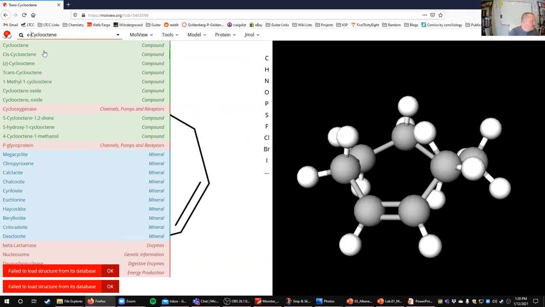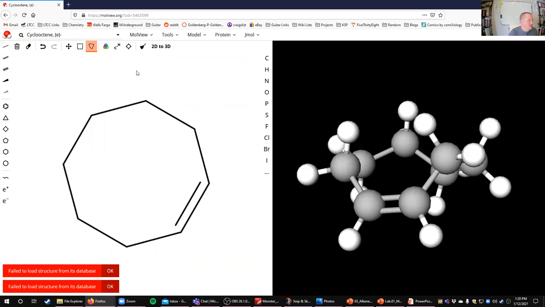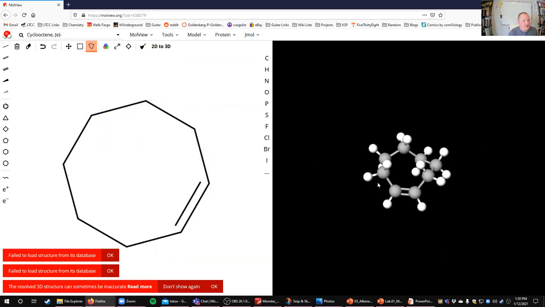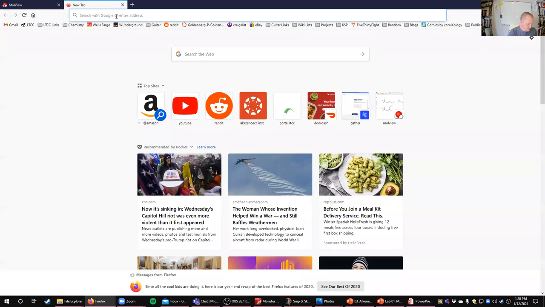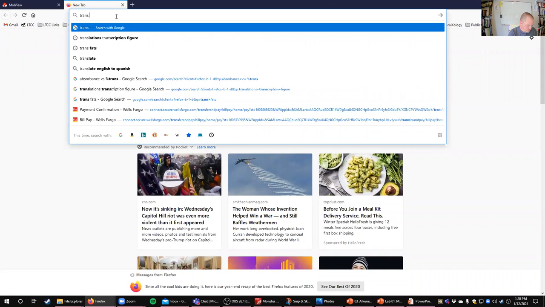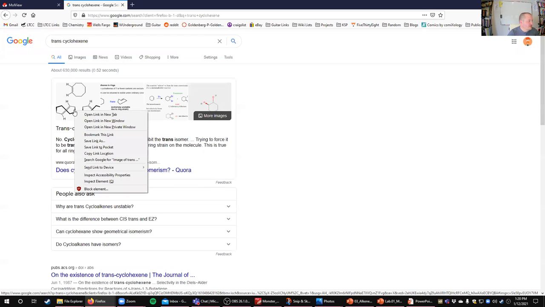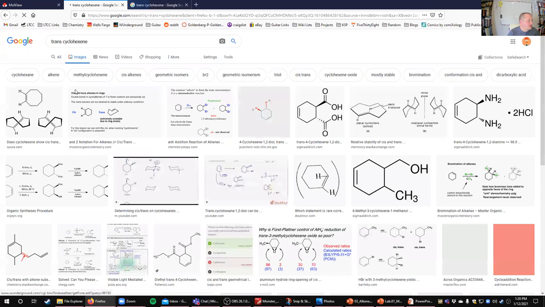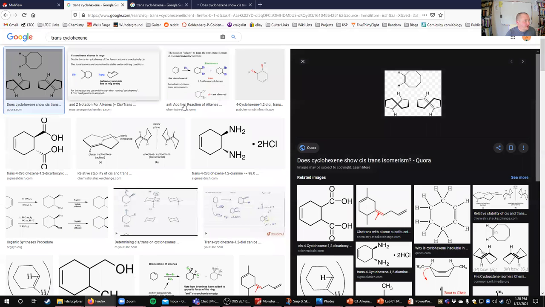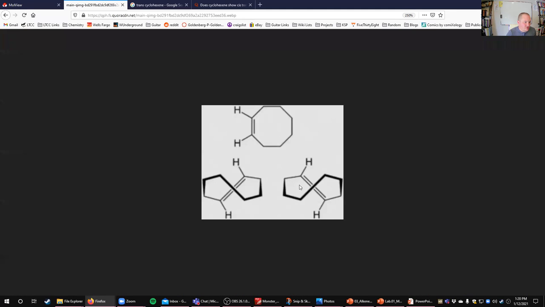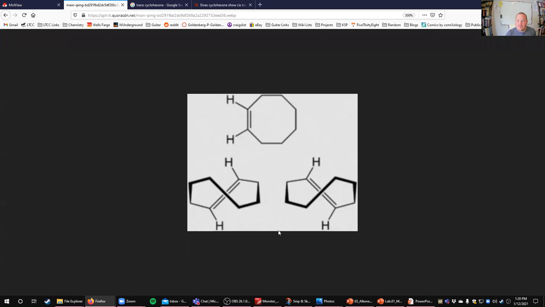Let's see. Yeah, it still won't load the right 3D structure there. Yeah, something that looks like that. It would be really weird looking and strained and not particularly stable. But in theory, you could see how you could twist this thing around to connect both opposite sides. This is very much the exception.